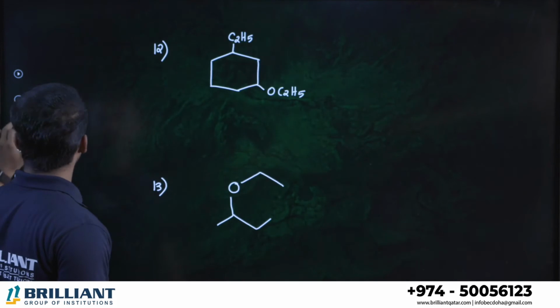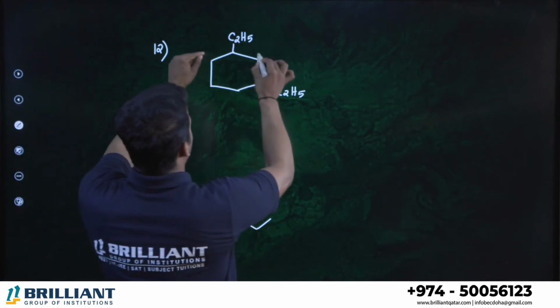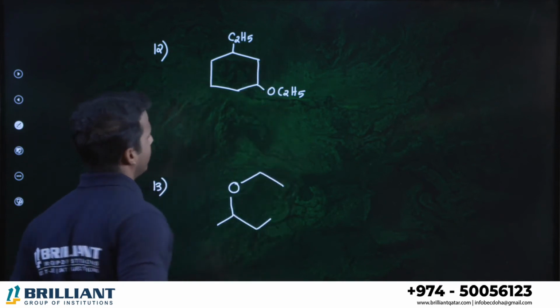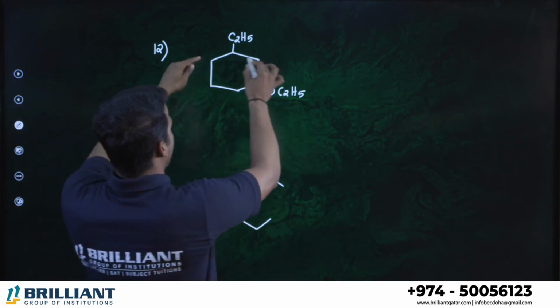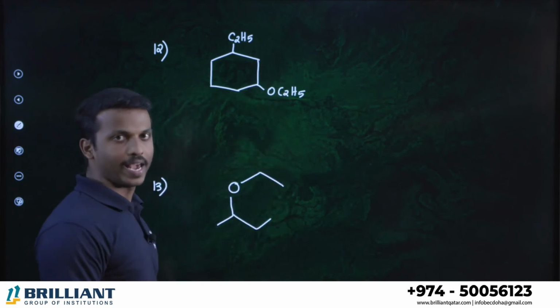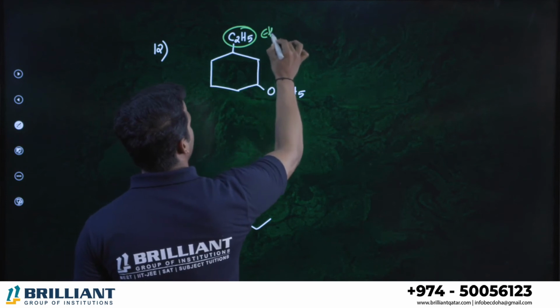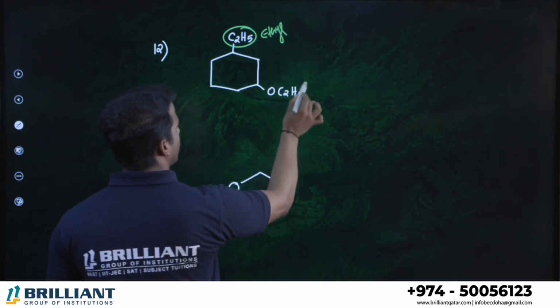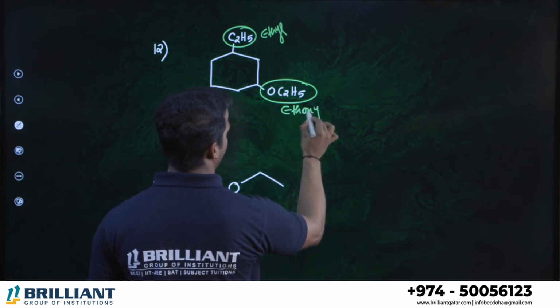Okay. Question number 12. You know this ring is called what? Cyclohexane. Okay, we will discuss in another video how to name cyclic compounds. This is 6 carbon, so this is called cyclohexane. What is this group? This group is called ethyl. C2H5 is called ethyl group. Ethyl group with oxy is called what? Ethoxy, right? Ethoxy and ethyl group.